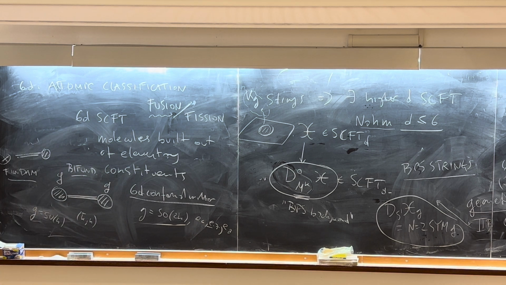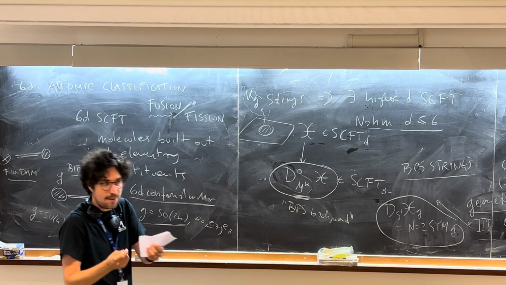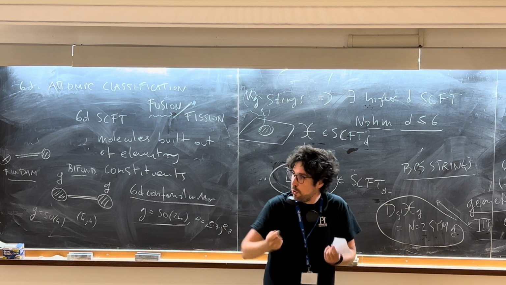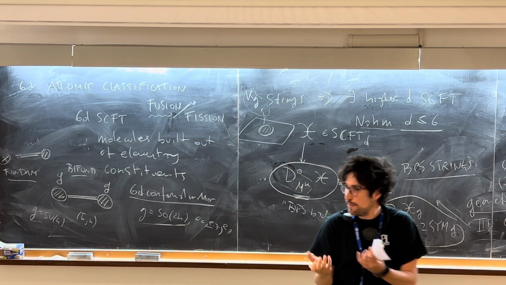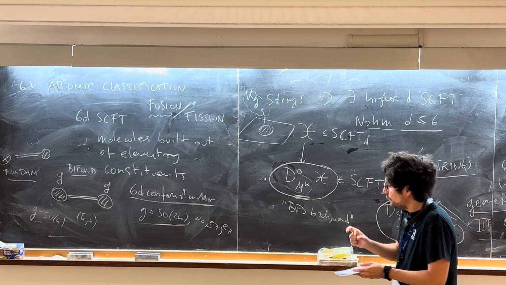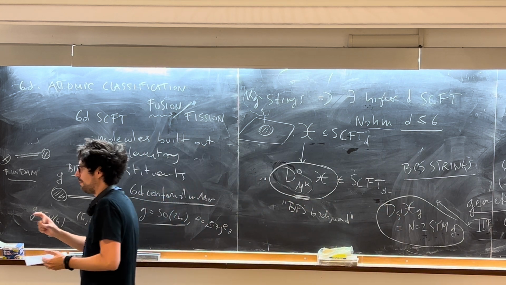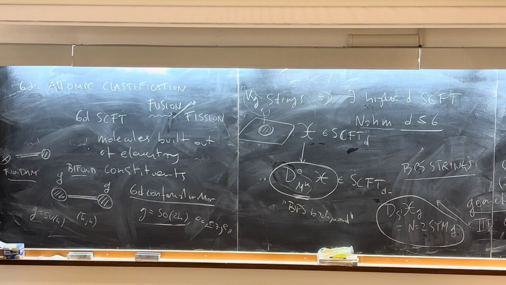If you want to do a gauging in 6 dimensions, you don't just couple a current to a vector. You need to do more. It's a more complicated operation. And in field theoretical terms, the idea is that you have vector-tensor systems, and you use those to gauge these generalized symmetries of 6D theories.